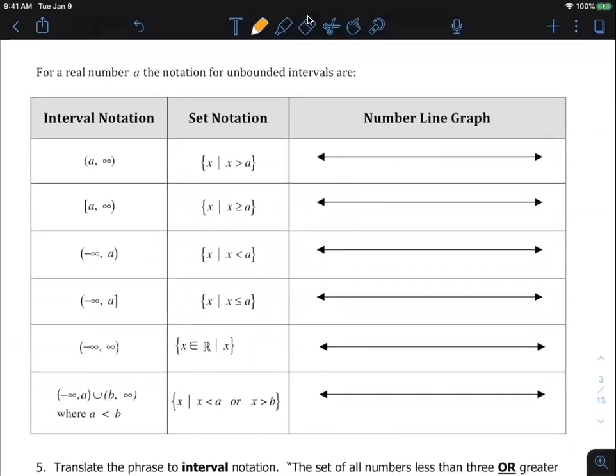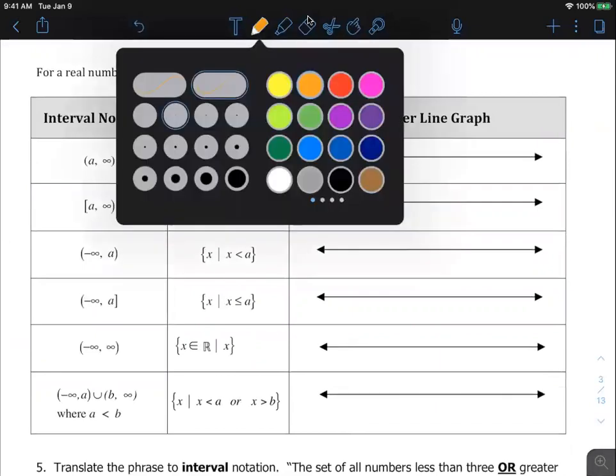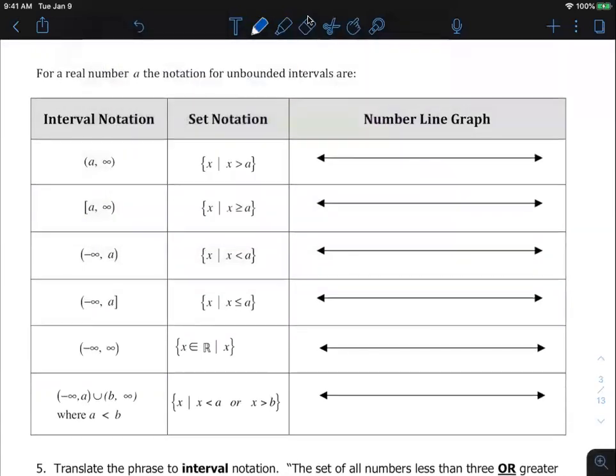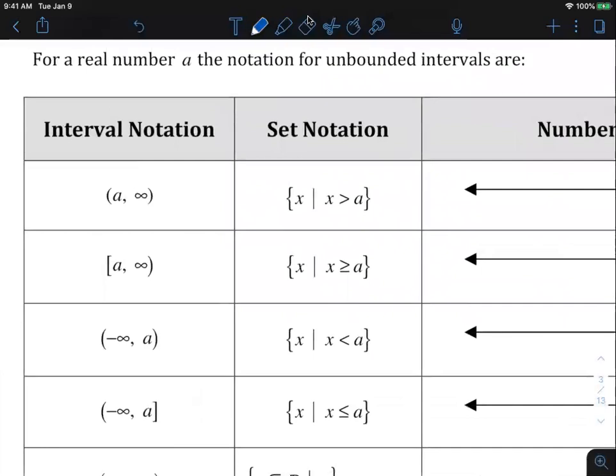So set notation corresponds with interval notation. You should be able to write either way. So I'm going to do an example of them because a lot of times it's easier to tell something when you look at an example. So A, we're going to pretend is 2. So if we have 2 until infinity.